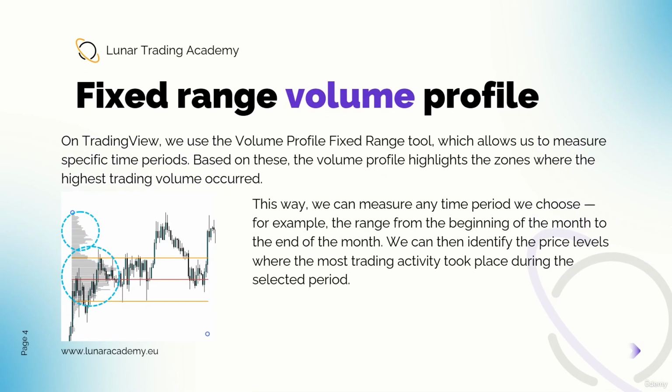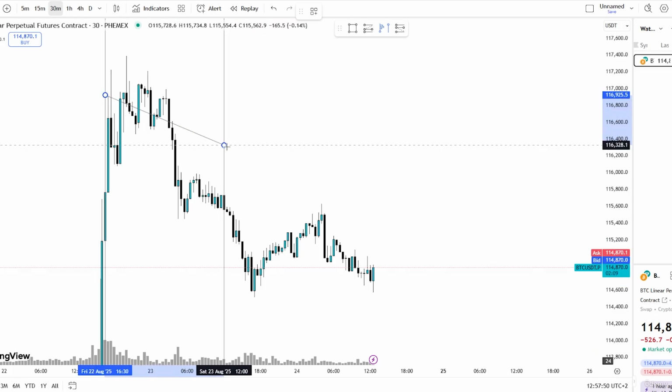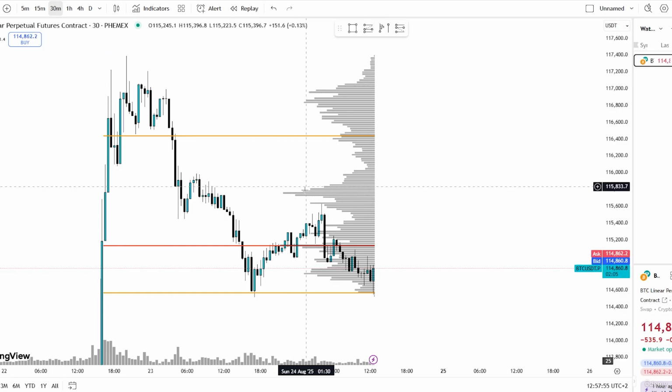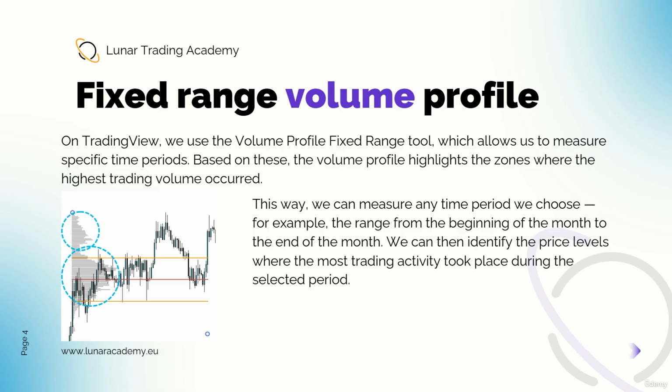There are several ways how you can use volume profile. The first is the fixed ranged volume profile, which is the method we use the most. On TradingView, we use the volume profile fixed range tool, which allows us to measure specific time periods. Based on these, the volume profile highlights the zones where the highest trading volume occurred. This way, we can measure any time period we choose. For example, the range from the beginning of the month to the end of the month. We can then identify the price levels where the most trading activity took place during the selected time period.